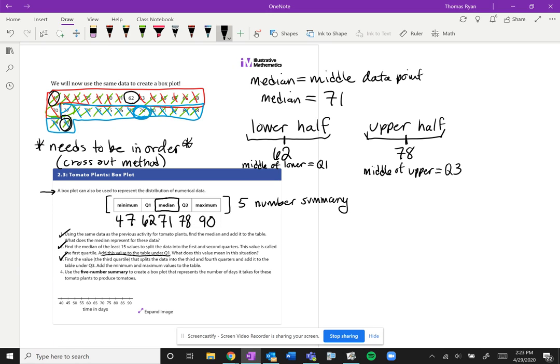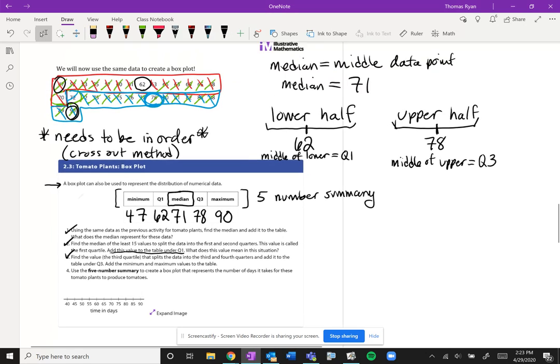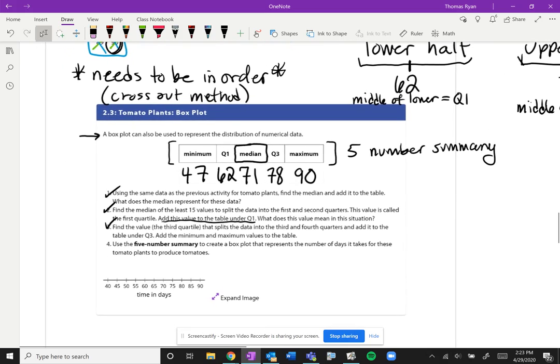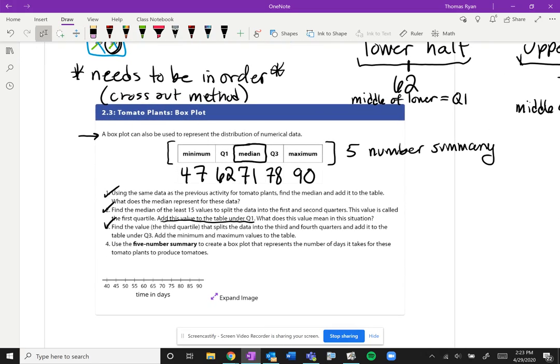So now we have what's called the 5-number summary. The minimum, the Q1, which is the middle of the lower half, the median, which is the middle of everything, Q3, which is the middle of the upper half, and then the maximum. So we go to plot these points, and this is how we do it. The best place to start is our median. We're going to put our median with a line floating above the graph. If you were to extend it, it would touch straight down at 71.